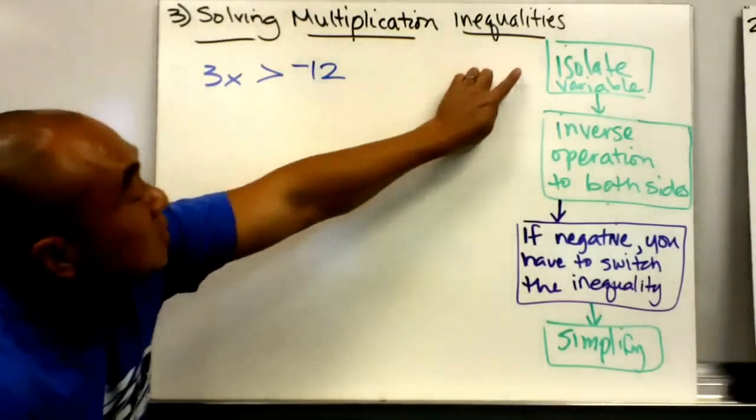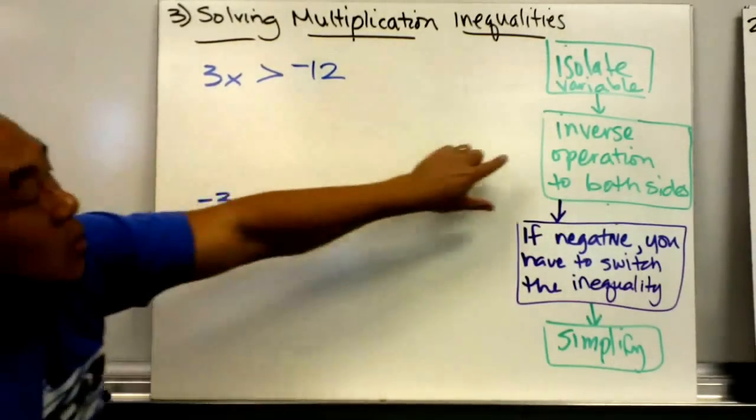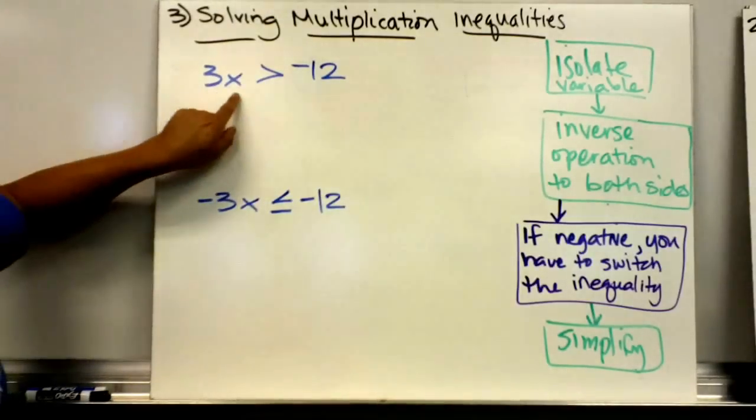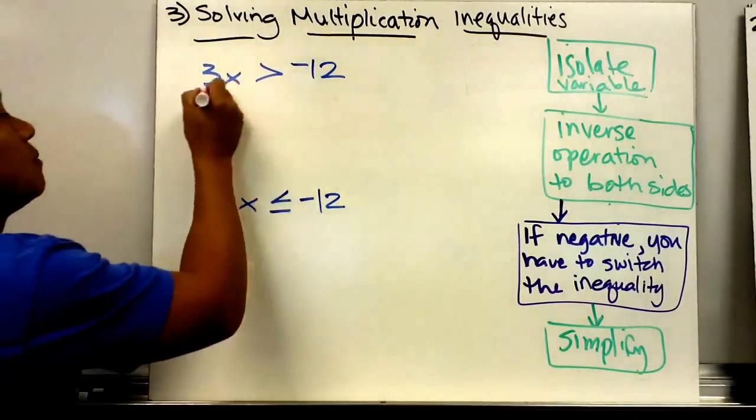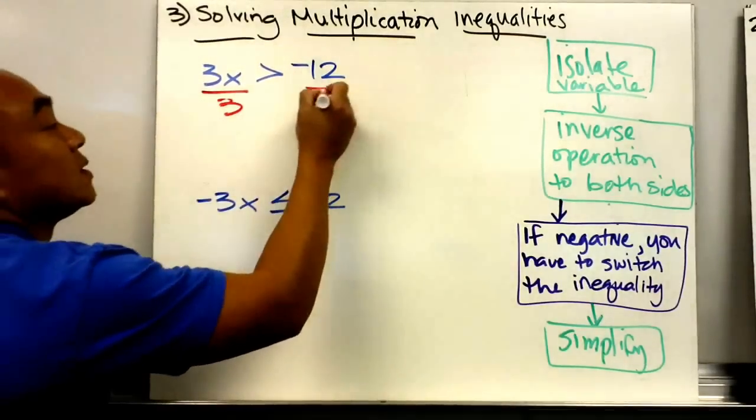So we're going to isolate the variable. We want x on its own. We're going to use inverse operations. If we're multiplying, the inverse of multiply is to divide. So I'm going to divide this by 3 and divide this by 3.